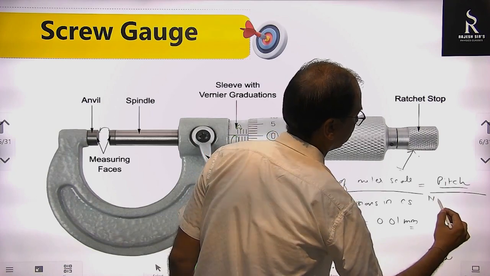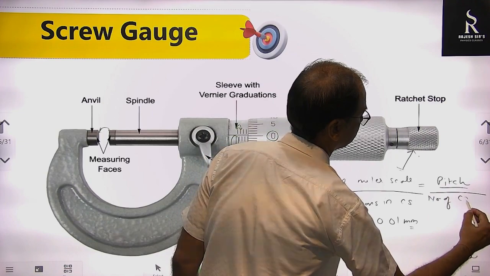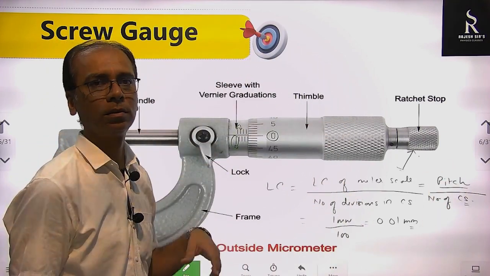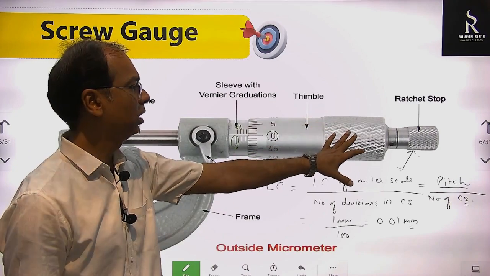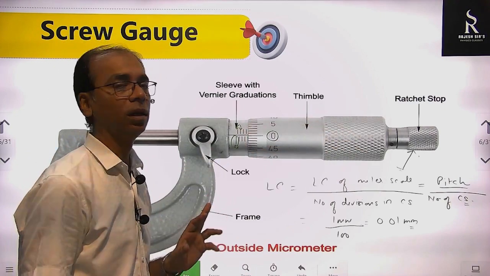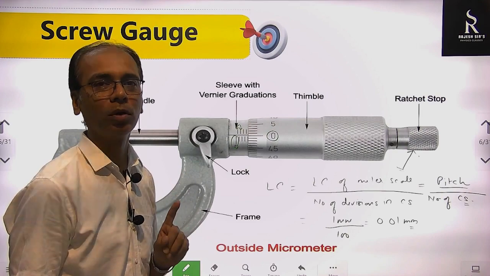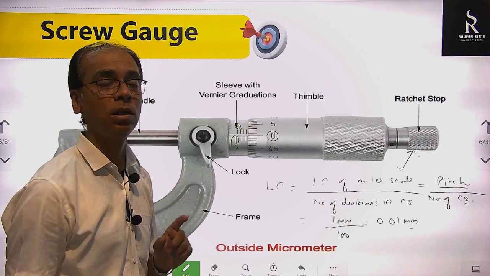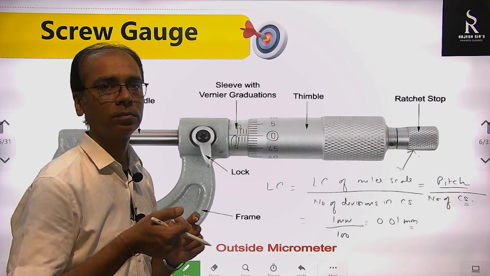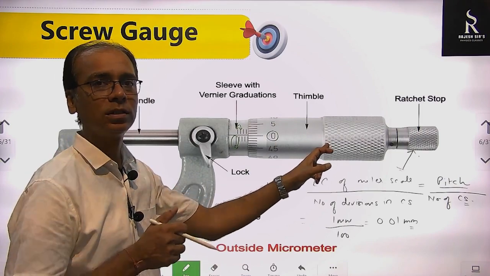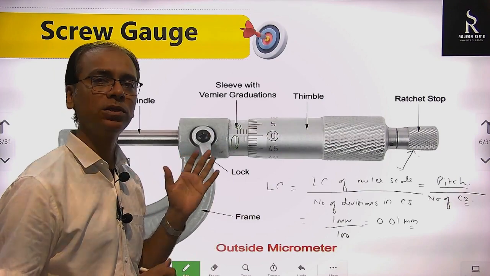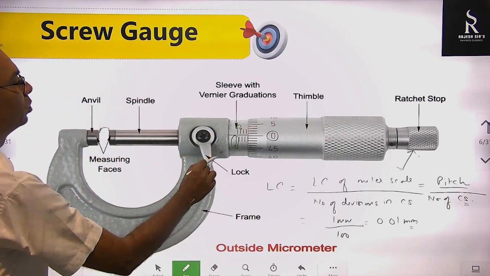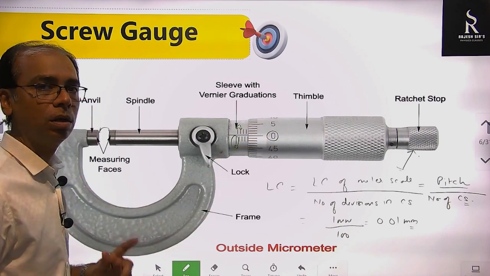By the number of divisions in the circular scale. What is pitch? Pitch basically is, if you rotate this once, one rotation of this makes it move ahead by 1 mm only. And 1 mm is the pitch. If you rotate this once, how much distance does it move ahead? That's called pitch. So in one rotation, the distance moved by your circular scale is called pitch.